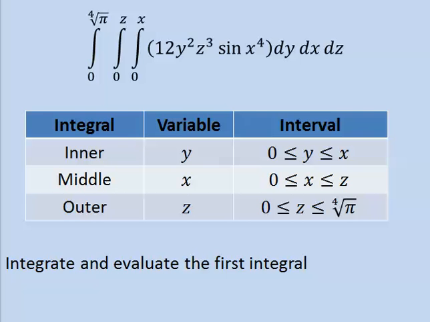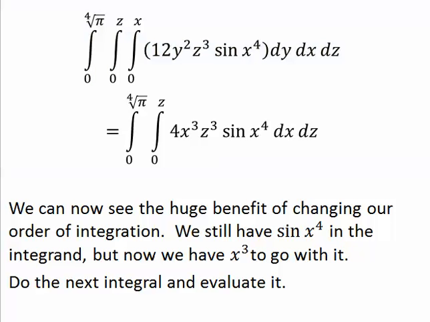So now we're ready to integrate and evaluate. Do that for the first integral. After you've done that, you can see the huge benefit of changing our order of integration. We still have sine of x to the 4th in the integrand, but now we have an x to the 3rd to go with it. Well, that's great because we can do a substitution now. Do the next integral and evaluate it.